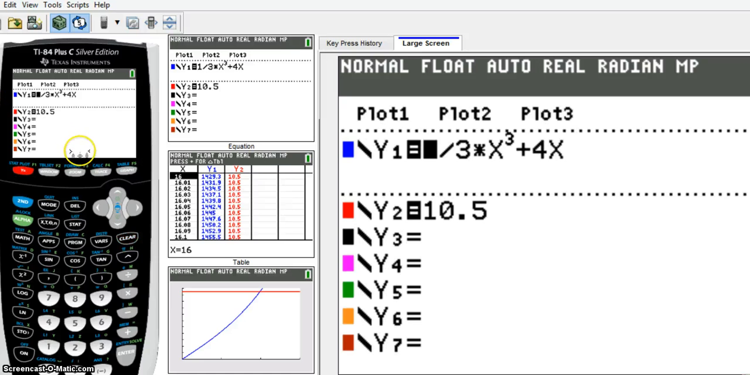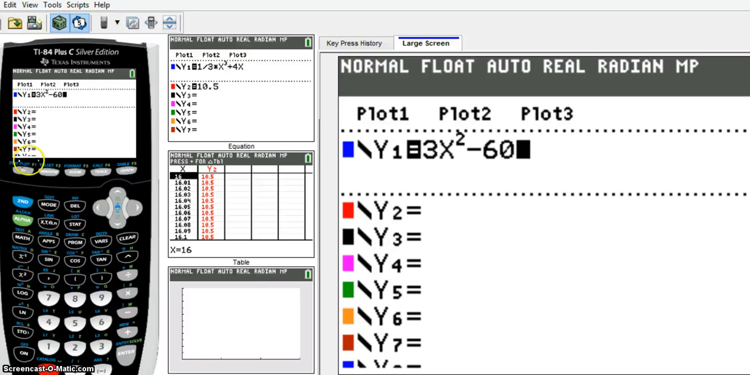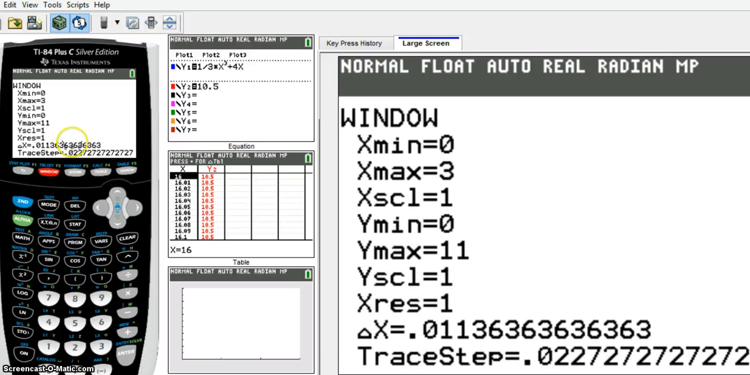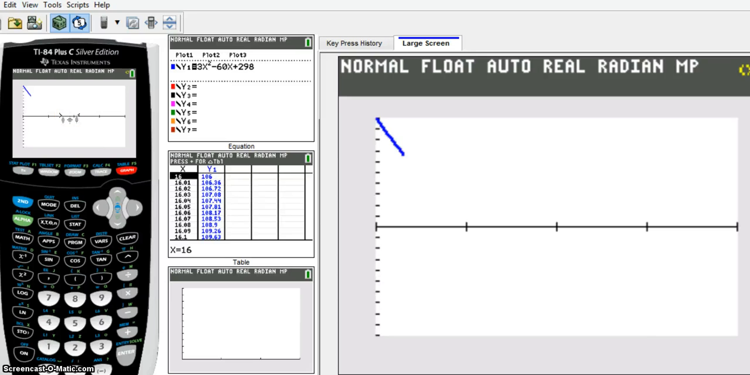So go into your y equals, and clear all this garbage out. We have 3x squared minus 60x plus 298. I'm going to change my window. We want to make sure we're looking only between 8 and 12 because that's the time they were processing. I can probably just go between negative 10 and 10 because I want to make sure I see negative derivatives and positive derivatives. So let's graph it. Now remember, these are positive and negative derivatives.